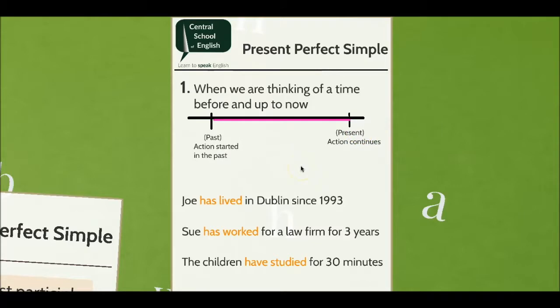The sentence, Sue has worked for a law firm for 3 years, means that Sue started to work for a law firm 3 years ago and Sue works for the same law firm today. The action of working for the law firm begins in the past and is not finished.